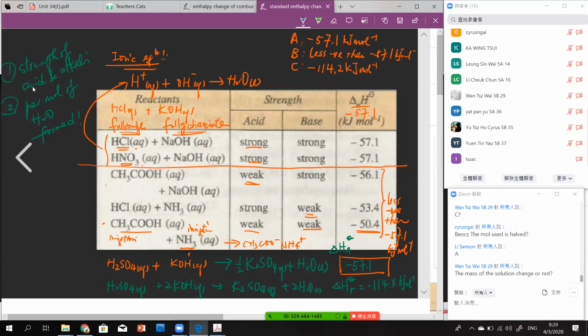But if you change the strength of the acid or alkali, just like this case, the first case is weak acid, strong alkali, the reaction is less exothermic. Similarly, if you have a strong acid, weak alkali, it is also less negative than minus 57.1 kilojoule per mole. Whereas if I change both the acid and alkali into weak ones, the delta H of neutralization is even less negative. The reason is the energy consumed in ionization of the acid and alkali, especially when they are weak.